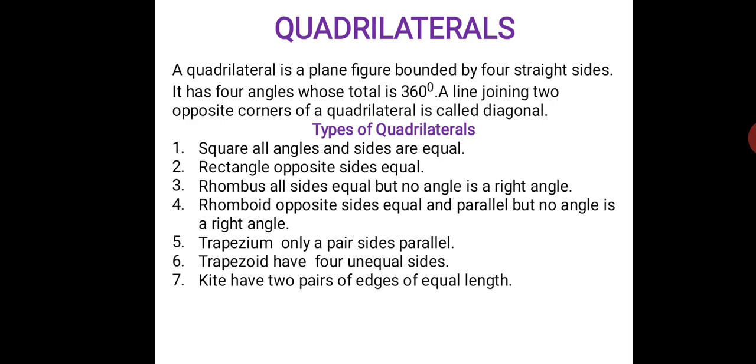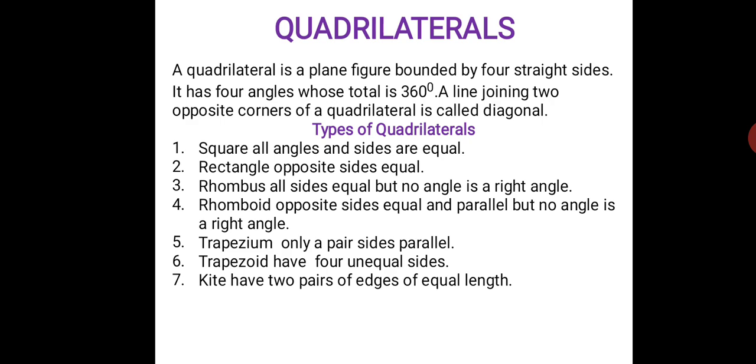You have rectangle, opposite sides are equal. You have rhombus. Rhombus are formed from a square because all the sides are equal. But in this case, no angle is a right angle. So a rhombus has all the sides equal, but angles are not right angle. That's why it's called rhombus.